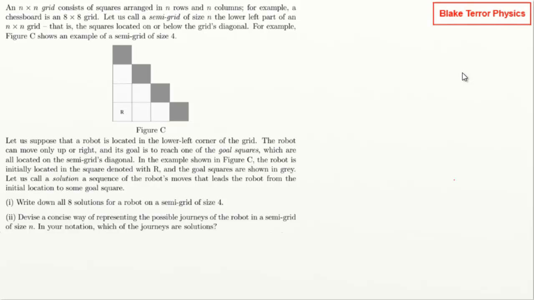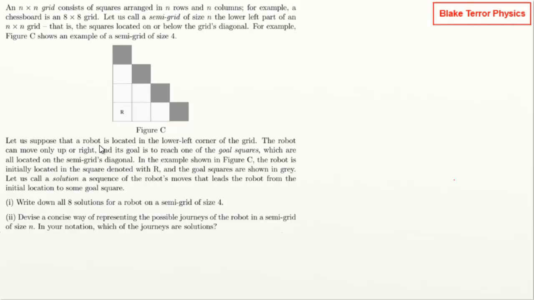This is question 5 from the 2011 Matt. They've certainly written a lot in this question, so I've had to cut it across 2 sheets, so we're only seeing the first little bit here. An n by n grid consists of squares arranged in n rows and n columns. For example, a chessboard is an 8 by 8 grid. Let's call a semi-grid of size n the lower left part of the n by n grid, that is, the squares located on or below the grid's diagonal. Right, fair enough. So they just left out the top right bit of this grid.